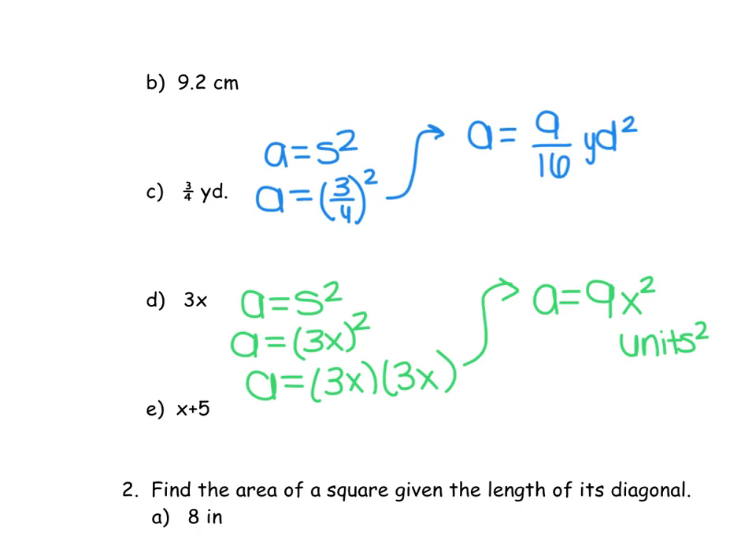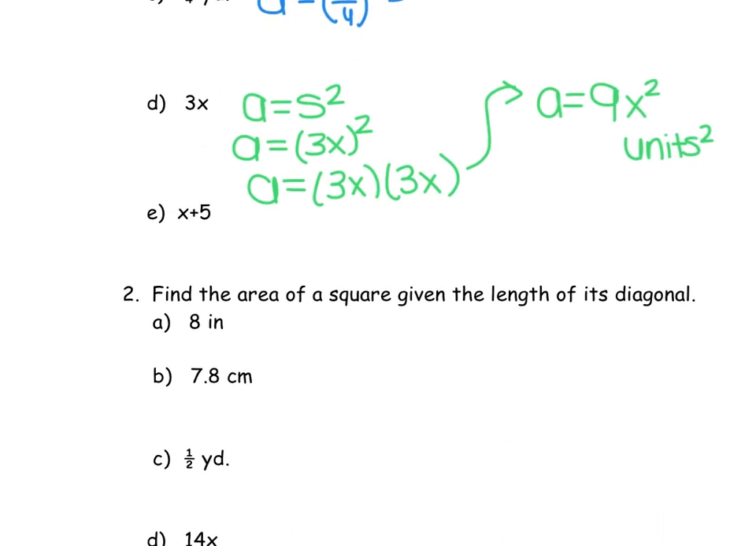Going down to number 2, find the area of a square given the length of its diagonal. We have to be careful here because our formula is going to be different. When we're given the length of a diagonal, the area formula is going to be 1/2 of the diagonal squared.